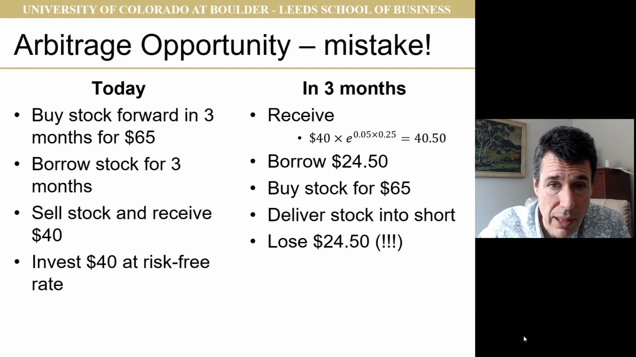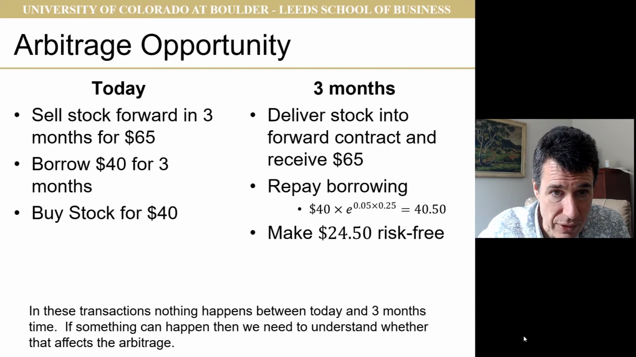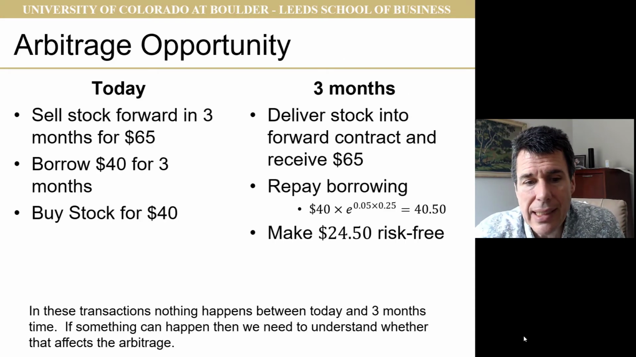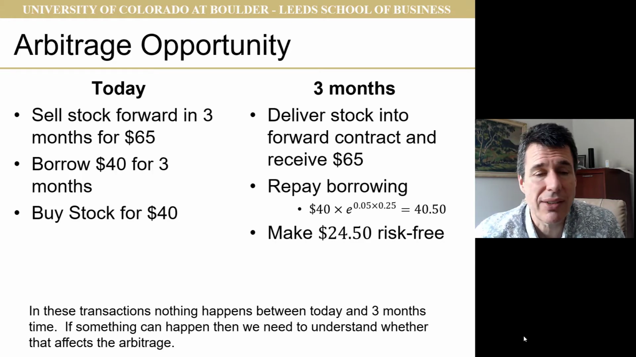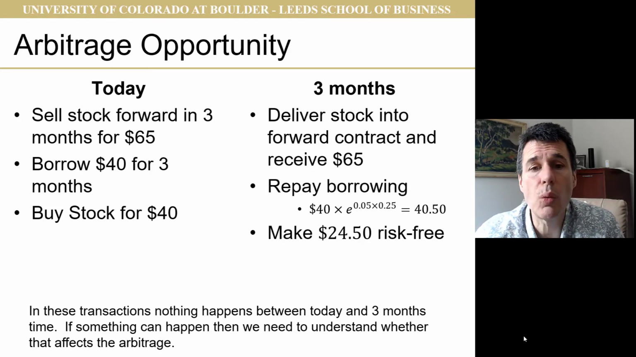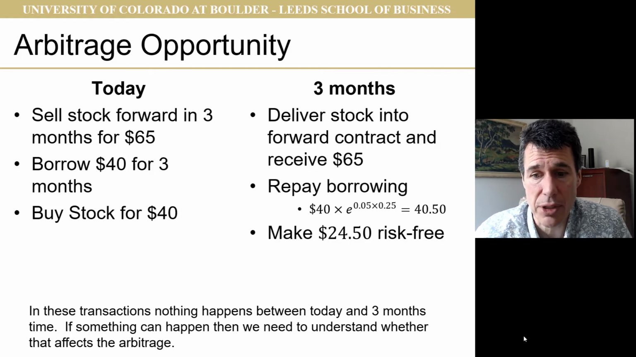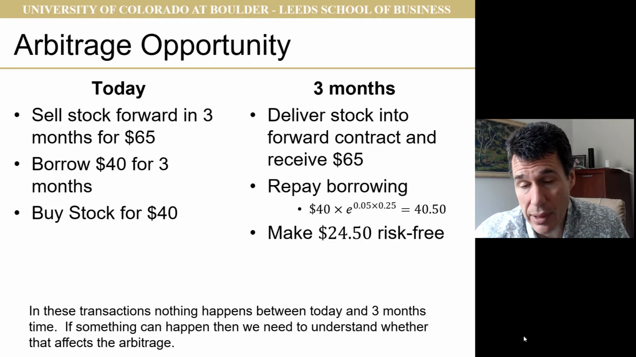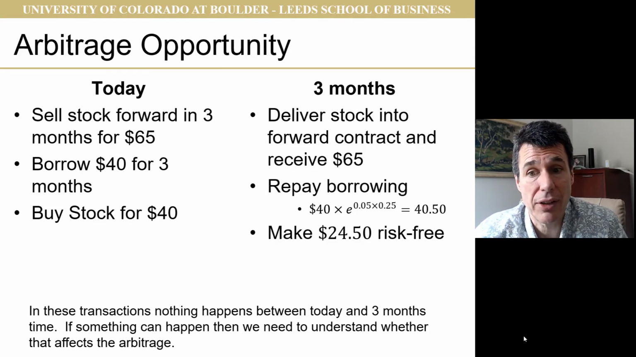Now, one comment I should make, let me go back to the previous slide for a second. In these transactions, nothing happens between today and 3 months' time. The stock still exists. The stock doesn't pay a dividend. Nothing happens with the forward contract. Whatever could happen, we're making an assumption that nothing happened between today and 3 months. And that's actually a pretty important assumption. As we go forward thinking about forward prices, we're going to have to explore that assumption a little bit. If some things can happen, like a dividend, that's probably going to affect the arbitrage.